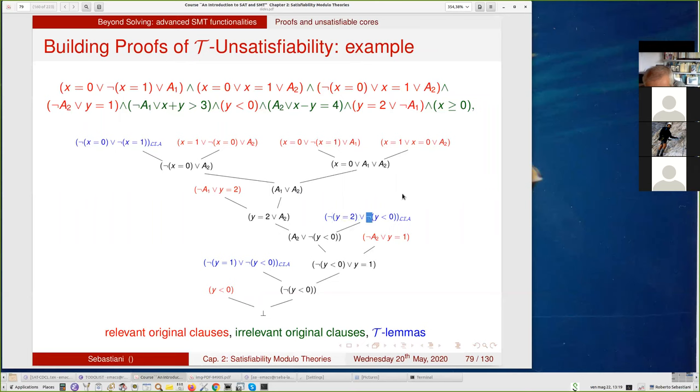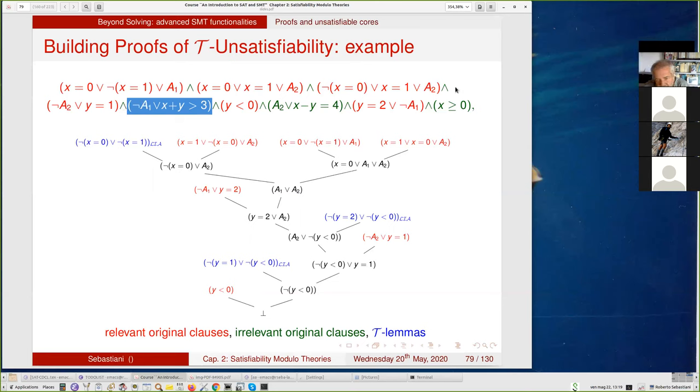Either y is 2 or, that y equal 2 and y smaller than 0 are mutually incompatible. Or also this: if y is 2, then obviously it cannot be that y is smaller than 0. Same with y equal 1. So you see that in this case the theory lemmas are very, very simple. And of course, notice that this involves only part of the formula. For instance, the clauses in green here are not involved.